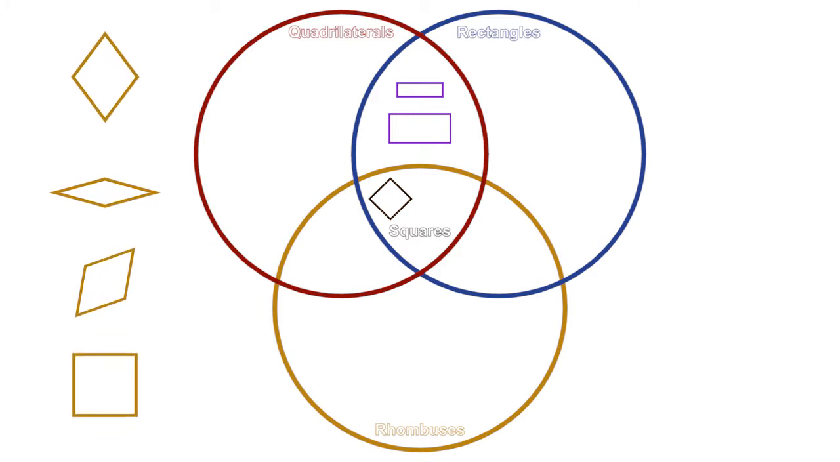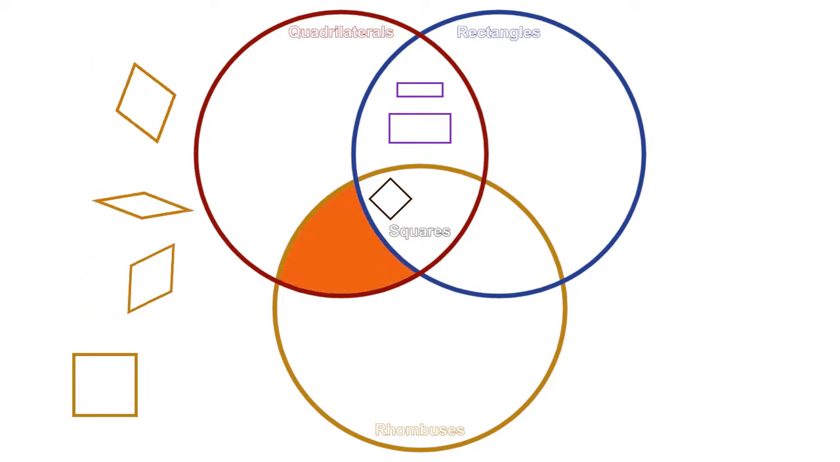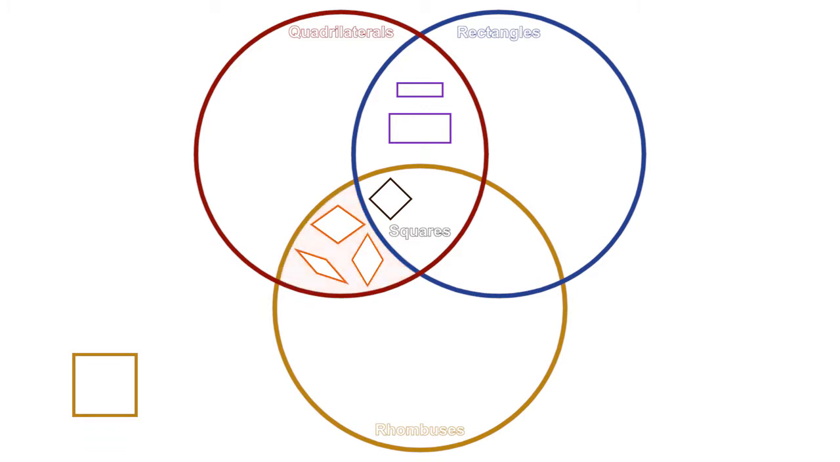Let's sort some rhombuses. The first three rhombuses all have four congruent sides, but no right angles. They will fit in the overlap of rhombuses and quadrilaterals. The last rhombus has four congruent sides with four right angles, so it will go into the square piece.